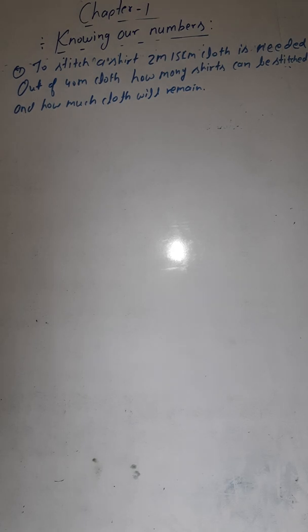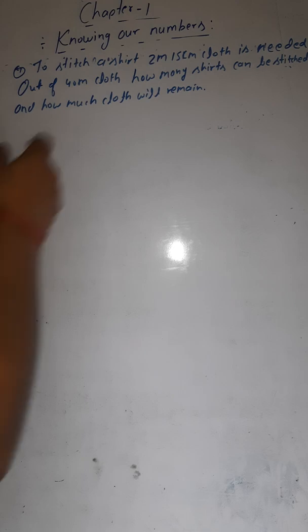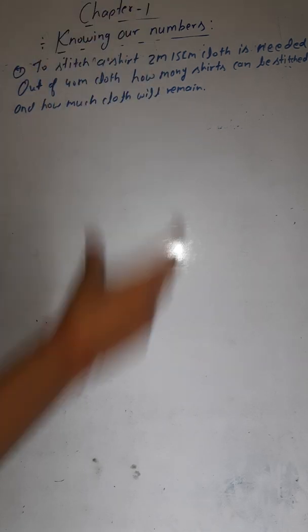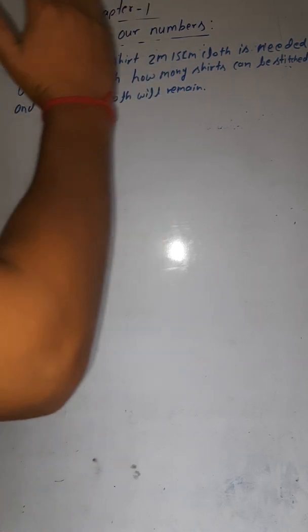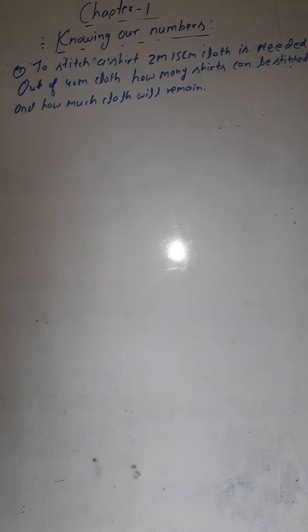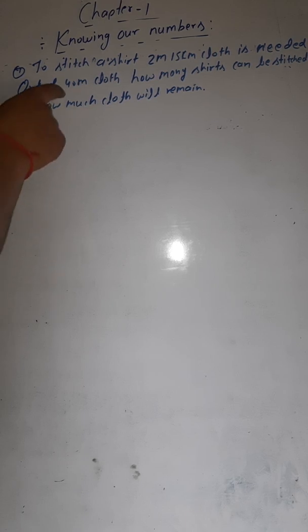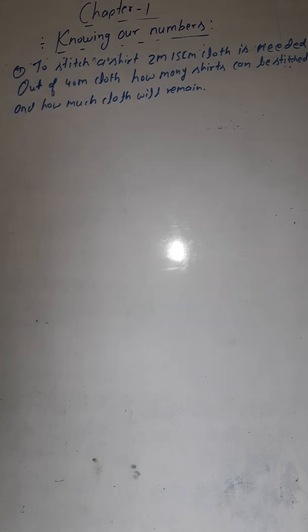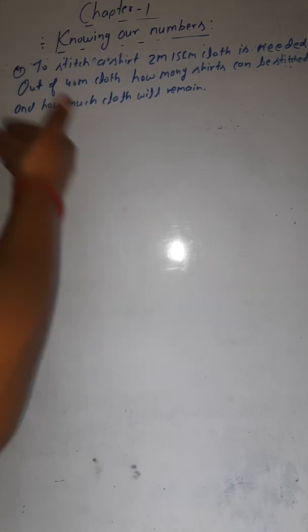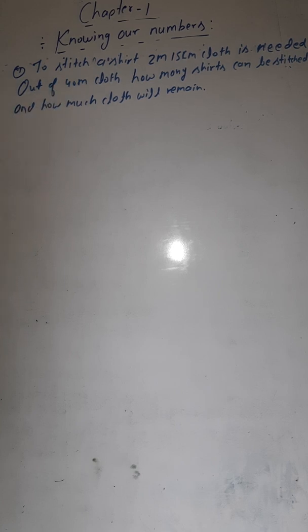To stitch one shirt, how much cloth is needed? You know a shirt, like the one you are wearing now. To stitch one shirt, 2 meter and 15 centimeter cloth is needed. Now how much cloth are you having? You are having 40 meter cloth. So how many shirts will be stitched by 40 meter cloth, that you have to find out.